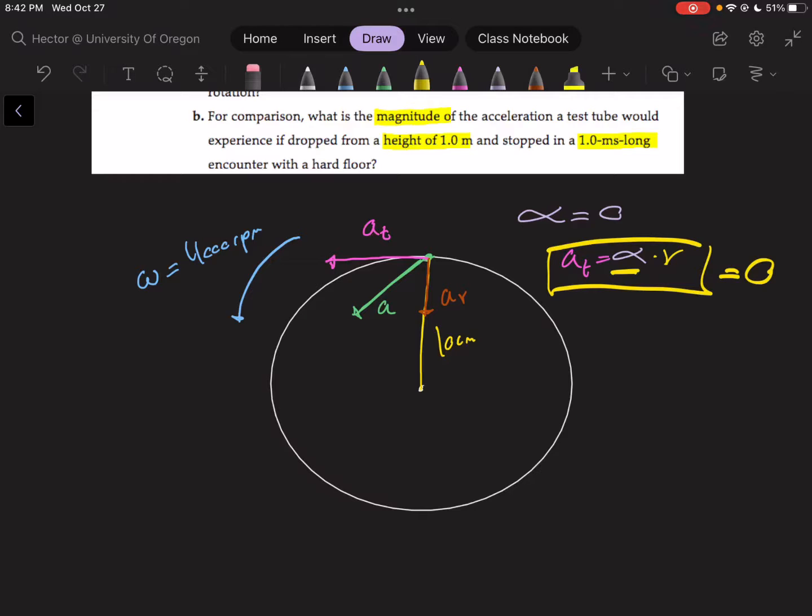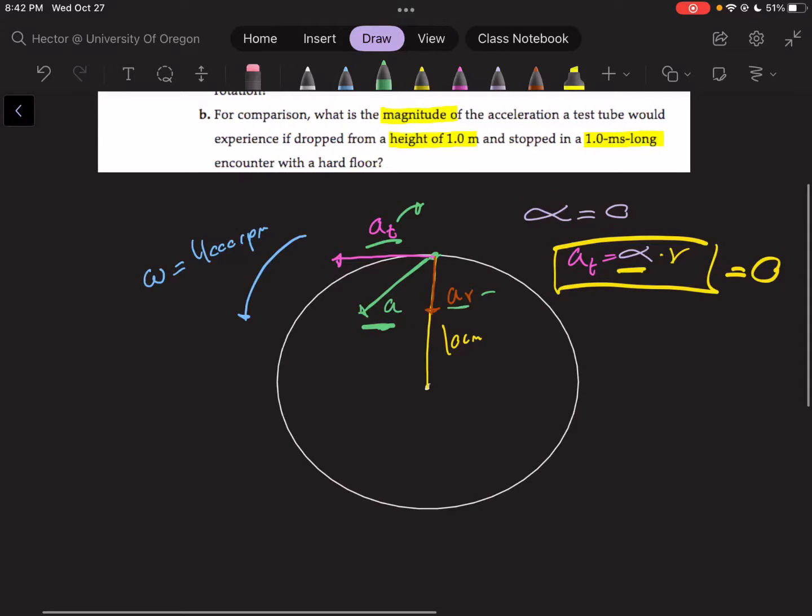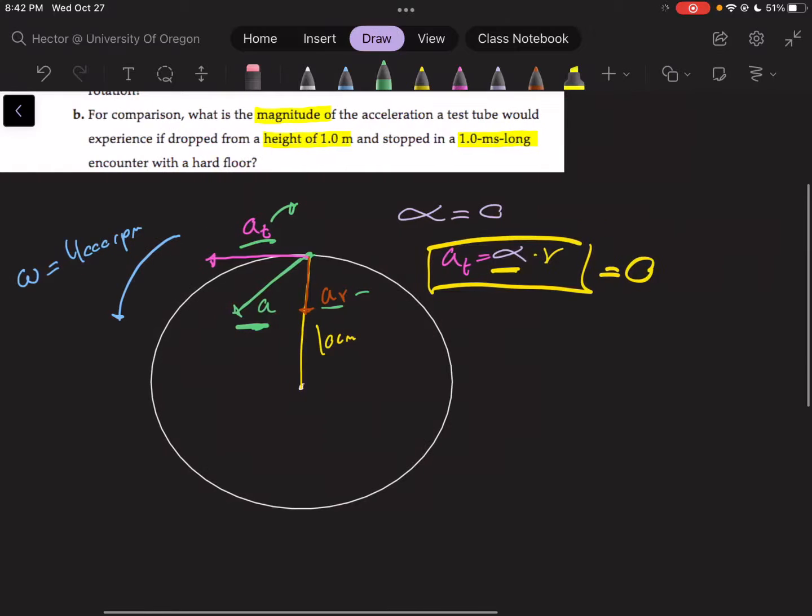Which means, as far as actually finding this acceleration, we no longer have this component to worry about. We no longer have to add this component and do the whole Pythagorean theorem. We can actually just find our centripetal acceleration, and that's our only acceleration. So we're going to go ahead and do exactly that.